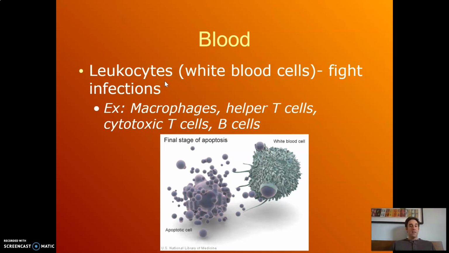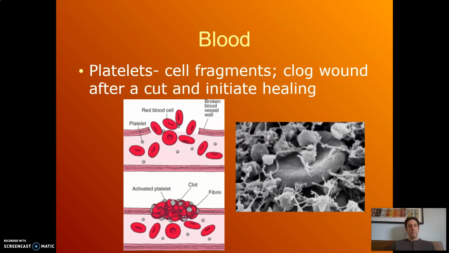We could spend days talking about the immune system. It's very complex, and there's a lot going on there, but we just don't have time in a semester course to get to that. So know that those white blood cells are important for fighting infection.